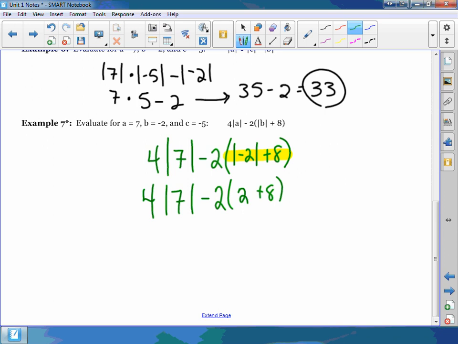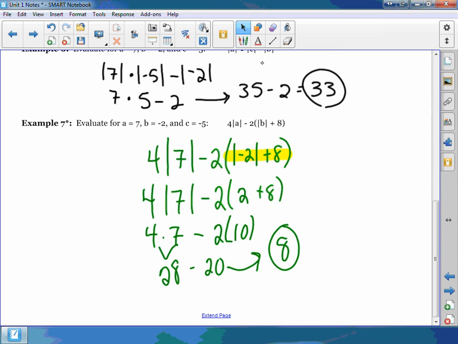Actually, I could take care of this +7 out here. Minus 2 times the quantity 2 plus 8, which is 10. And now I'm just going to evaluate 4 times 7 is 28. Minus 2 times 10, which is 20. Which ultimately simplifies to become 8. Okay?